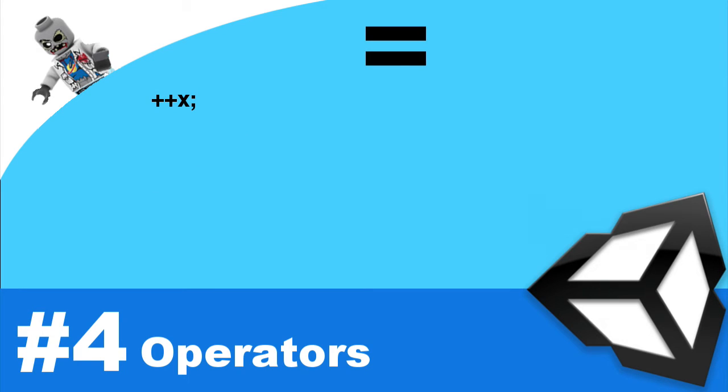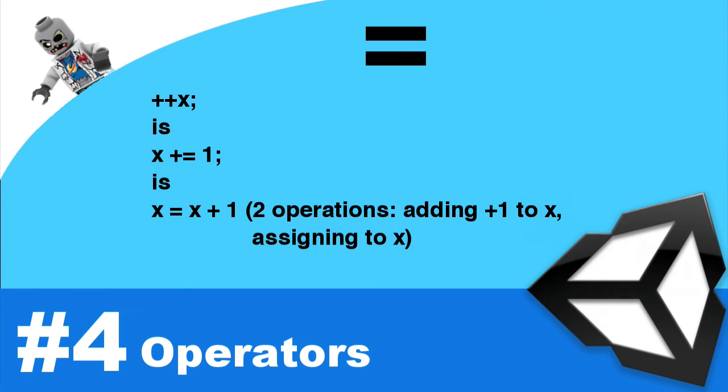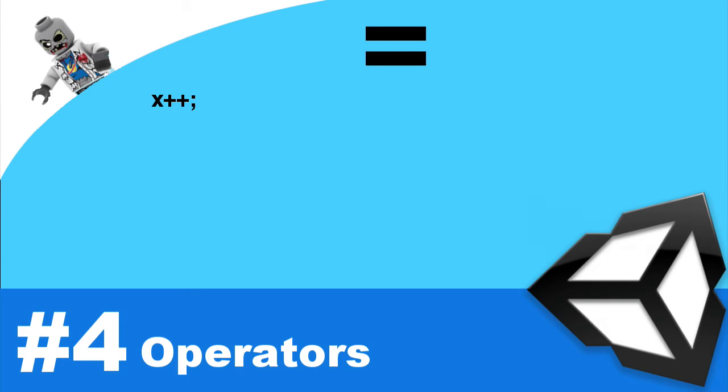What this is doing is adding 1 to the value of x. That is the same thing as writing x += 1 or x = x + 1. The postfix operator does the same thing. It adds 1 to the value of x. But the question is, when does it add 1 to the value of x?